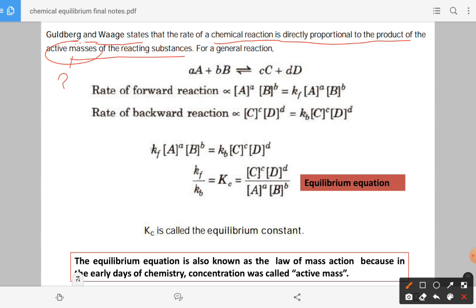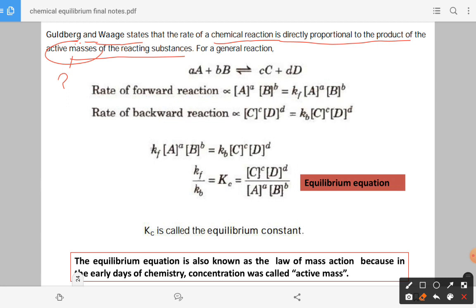Before going there, let us see the equation. Here, A plus B gives rise to C plus D. Small a indicates the number of moles of A, small b the number of moles of B, small c the number of moles of C, and small d the number of moles of D. Now I am going to write the rate of reaction, that is how much time is taken, for the forward reaction.